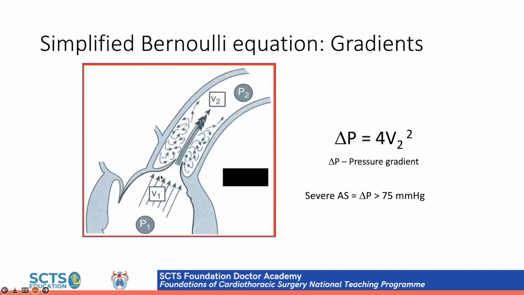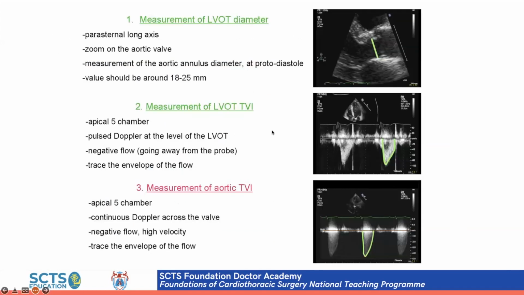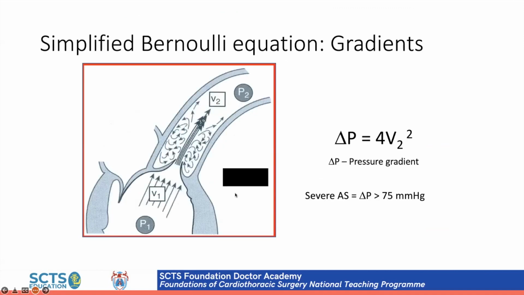And that can then be related to the gradient. Having measured the velocity across the aortic valve, the VTI gives us a very nice way of measuring the gradient. There's a formula here called the Bernoulli equation.